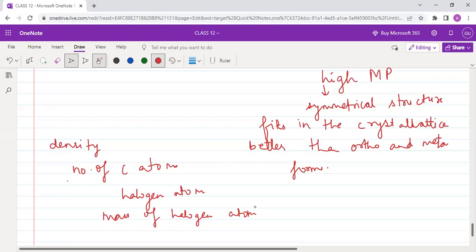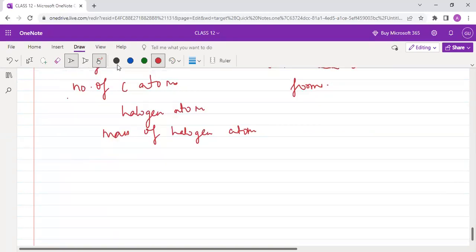Next is chemical reactions of haloalkanes. Any doubts still here? No, ma'am, no.